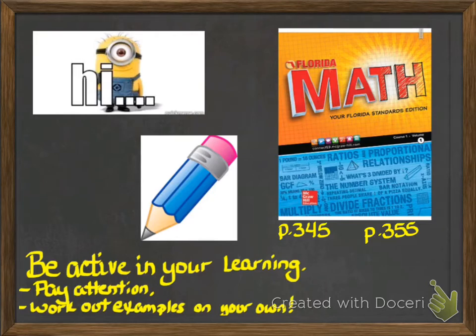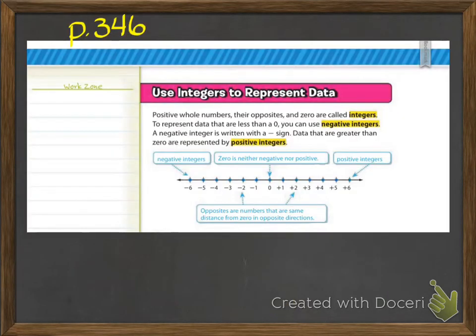The second part of the lesson that we're going to be doing is going to start on page 355, but I'll let you know each time what pages we're going to be on. So we're actually going to start with page 346. Now on this page over here, it talks about how to use integers to represent data.